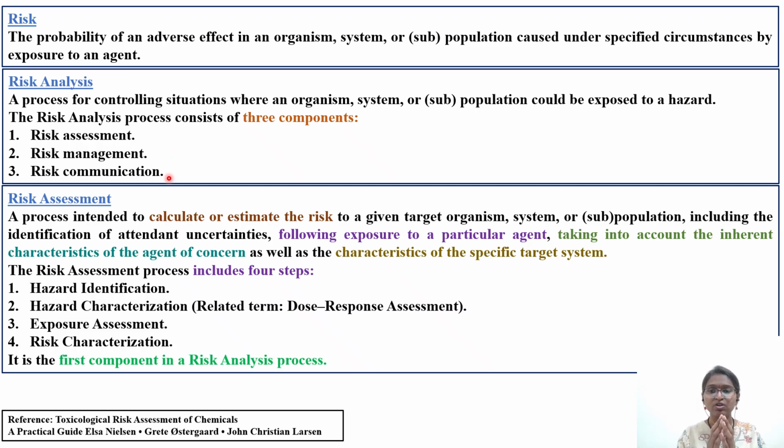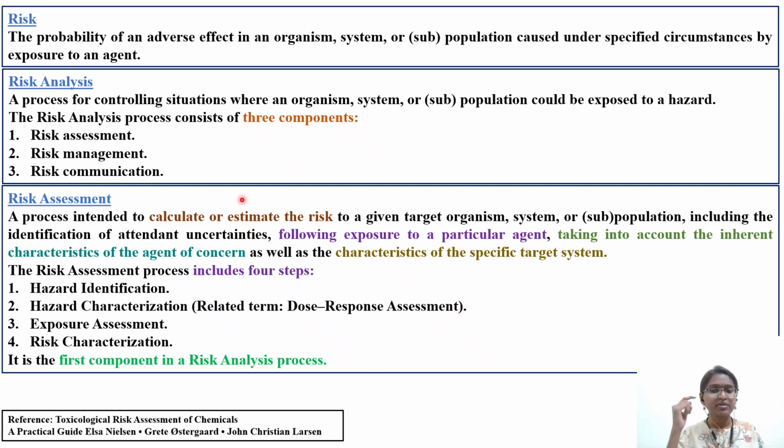Risk communication is, once the accident took place, you have to communicate to the immediate authorities. You have to isolate that particular facility. You have to evacuate that particular factory, and also you have to communicate with the nearby living population. So let's understand what risk assessment is, which is a part of the risk analysis, a process identified to calculate or estimate the risk.